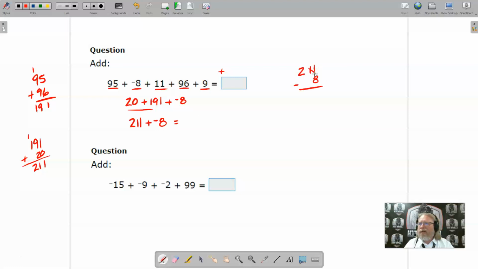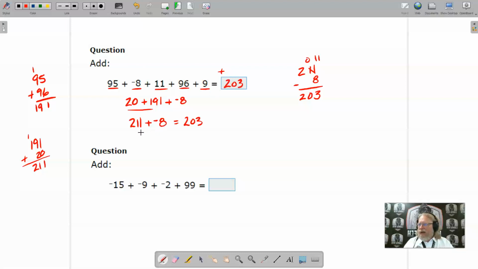Can't take 8 from 1, so we need to borrow. That becomes 0, and this becomes 11. 11 minus 8 is 3. Bring down this 0, and 203 is our answer. All right, so positive 203.